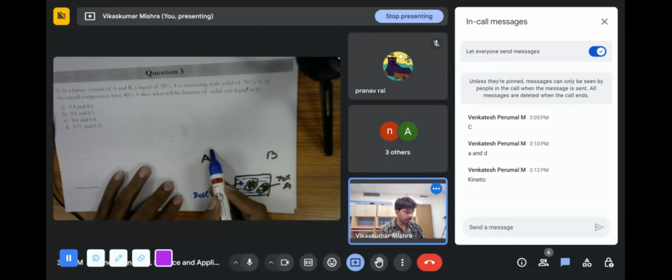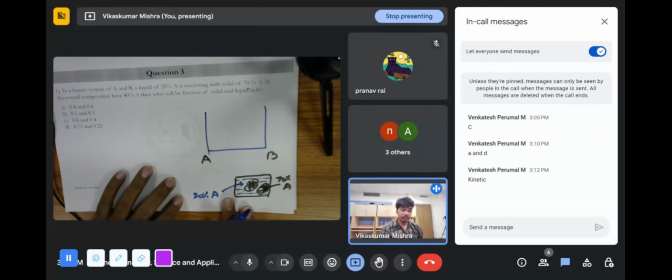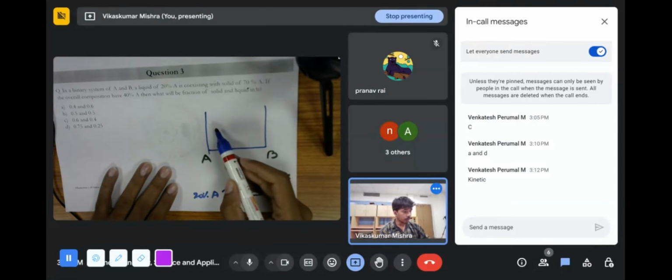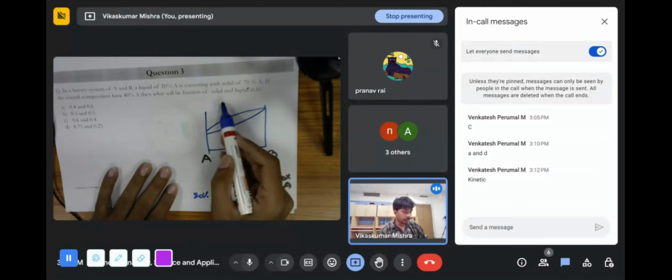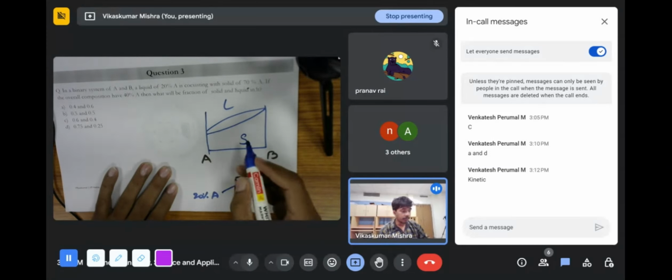So if I draw this, let's draw the phase diagram. Here they have said that only solid and liquid are existing together. Okay. So let's consider that part. Let's say this is liquid, this is solid, and in between we have the liquid plus solid.